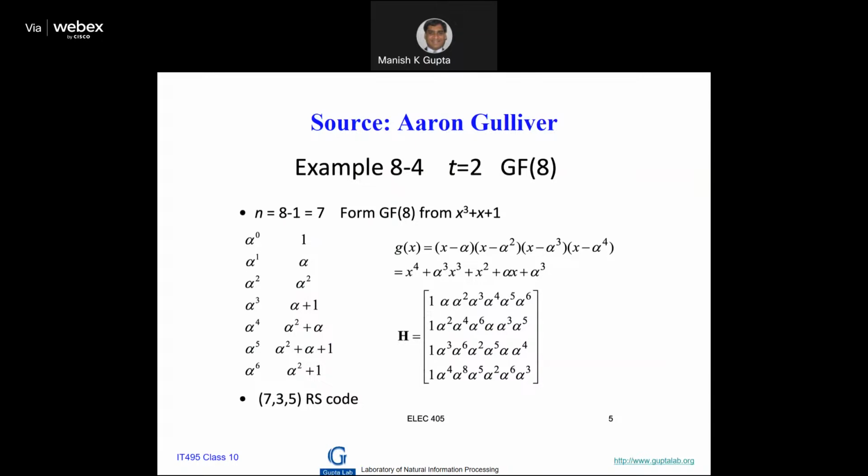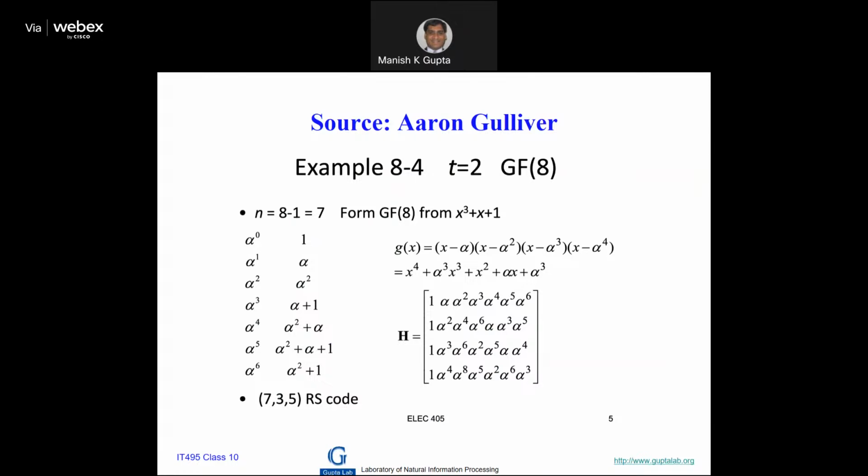I have not given you the clue how to decode. Actually, decoding of these codes requires solving a certain system of equations. And the popular algorithm is the Berlekamp-Massey algorithm for decoding these Reed-Solomon codes, which sometime we can cover. Okay.